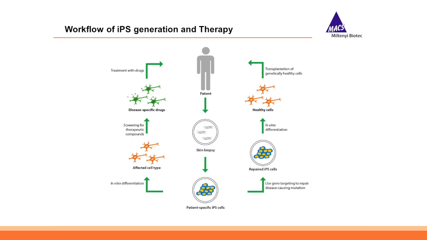So iPSCs behave like ES cells, for example in self-renewal and pluripotency, but also show a similar morphology, proliferation, gene expression and epigenetics. So why are iPS cells now so attractive? Because they avoid, for example, the ethical challenges of an ES cell, as you always have to destroy the embryo if you isolate the inner cell mass of the blastocyst.